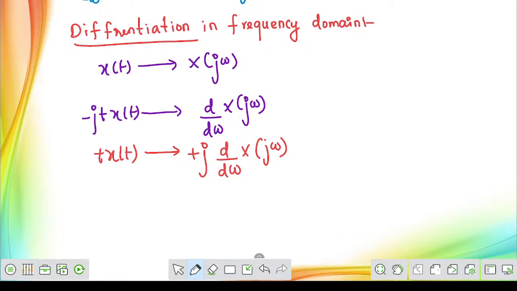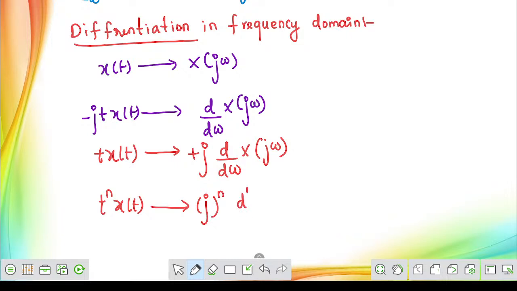Sir, if we are performing differentiation multiple times, suppose n times, then what will be the expected answer? If the differentiation has been done n times, then t will be raised to the power n: t to the power n times x of t, and the operator j will also be raised to the power n.